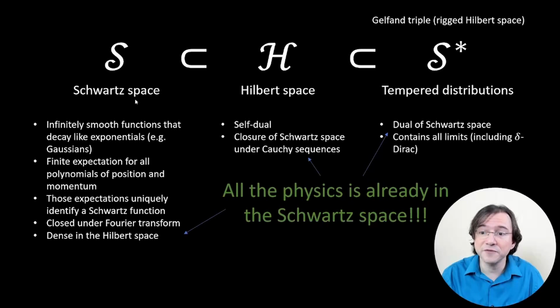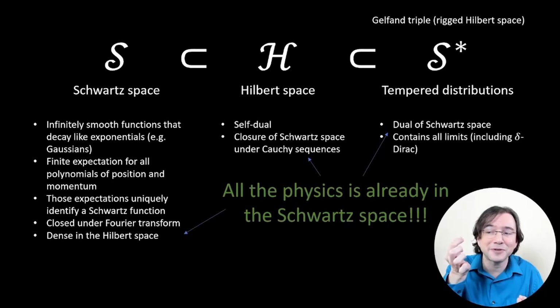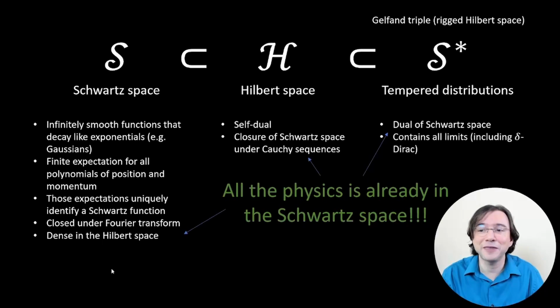Not only is the Schwartz space dense in the Hilbert space, meaning that the Hilbert space can be understood as the closure of the Schwartz space under Cauchy sequences. So if we have any point in the Hilbert space, it can be approximated by a sequence of Schwartz functions. So again, if we define a Schwartz function in terms of the physics, we fully define the physics that is in the Hilbert space.